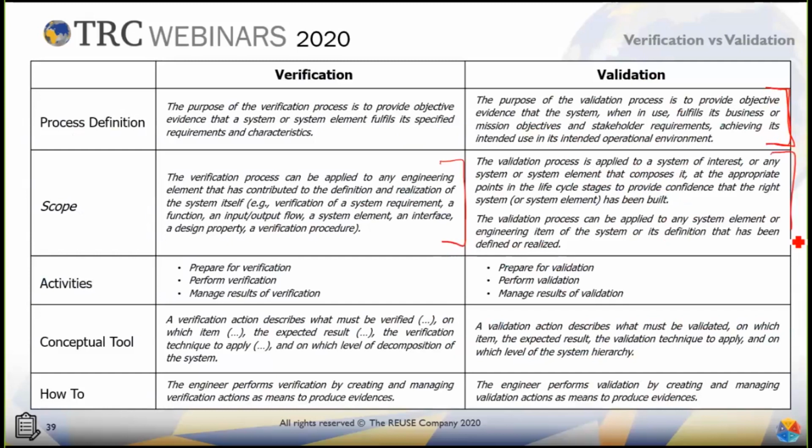It says on both sides that you can and have to apply verification and validation to whatever product, whether on the right or left side of the V model. The activities, you can see, are the same. The conceptual tool for doing this is the verification action or the validation action, the same. And how to do it is just by managing this verification and validation action. So it is almost the same.